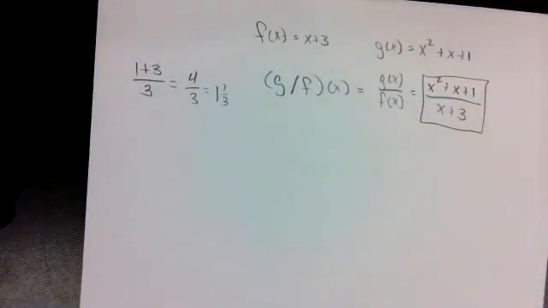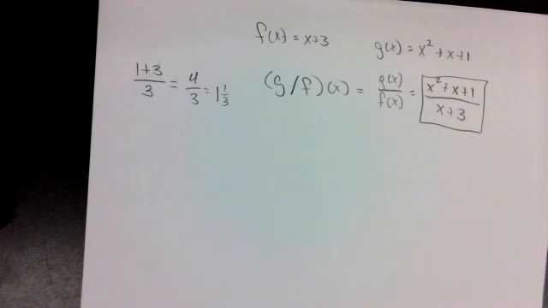So this does not simplify. This is our g divided by f of x. It doesn't get any simpler than this. This is our ugly answer. So there are times when it really is just as simple as writing the one over the other.